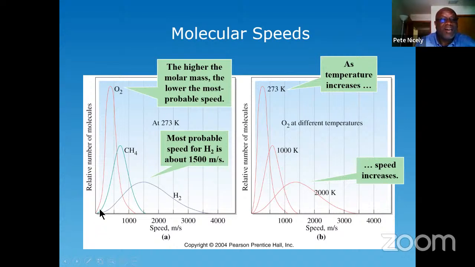In the case of oxygen, you have this pink line here. In the case of methane, you have what looks like a blue line here, which represents the distribution of the molecular speeds. And in the case of hydrogen, it's a flatter distribution right here. One thing I like about this graph is that it shows you the relative speeds of the molecules as it relates to the molar mass.